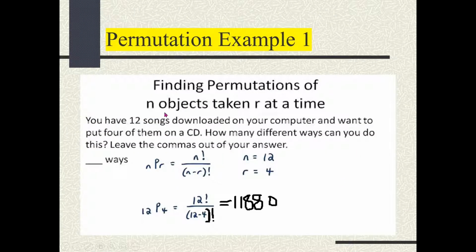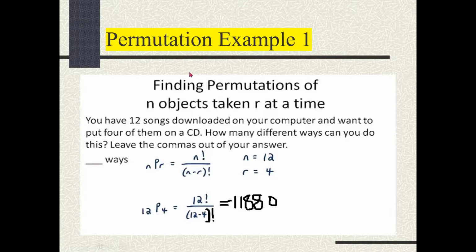Okay, another example of permutation. Suppose you have downloaded 12 songs on your computer and you want to put 4 of them on a CD. In how many different ways can you do this? If you are making a CD, let's say to enjoy while you are driving, and even CDs are quite less used nowadays, so maybe we can replace the CD by a USB. Whatever, a CD or a USB, you have 12 songs and you want to see in how many different ways you can do this.